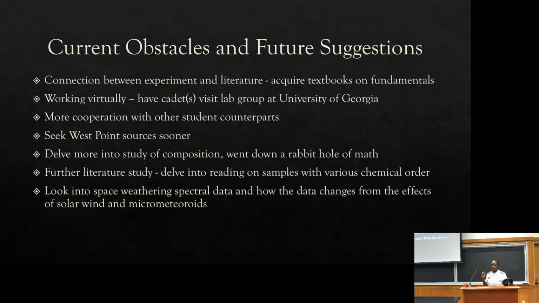Next, I should start out more West Point sources sooner, and more importantly, delve into more studies of composition. We went down a rabbit hole of math, which we did not need to go down as much. And secondly, we need further literature study to delve into samples with various chemical orders. And lastly, look into space weathering, spectral data, and how the data changes from the effect of solar wind and micrometeoroids.